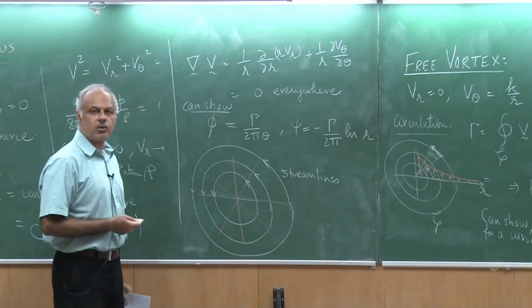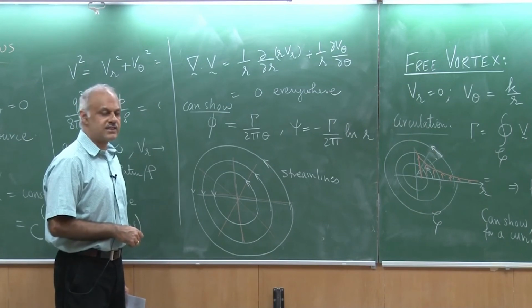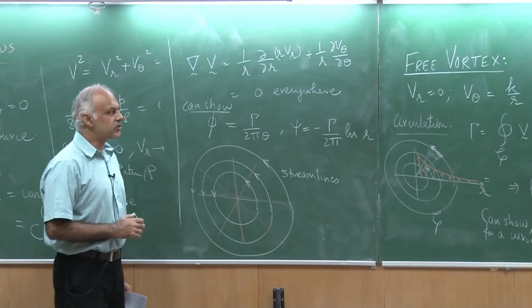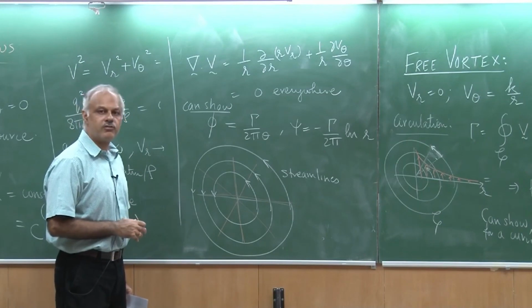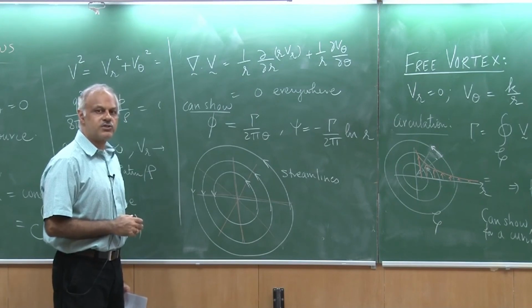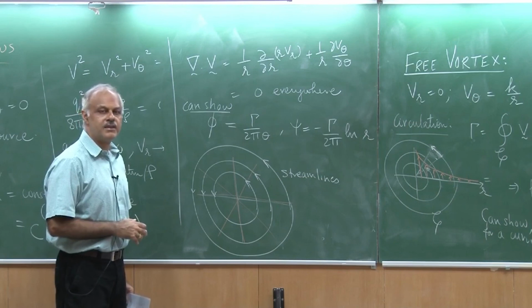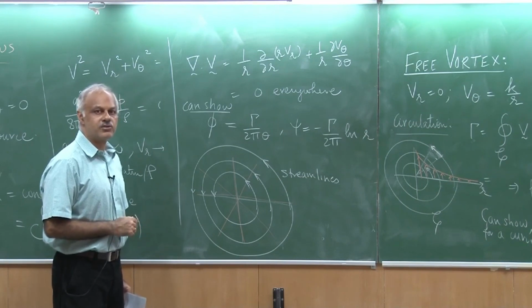I have already talked about the pressure. It looks very similar to what we saw for the source and sink flow. So we would like to stop here. We have done 3 basic flows: the uniform flow, the source and sink, and a free vortex. Now in the next class we are going to use these as building blocks, combine them and use the principle of superposition to get more complex flows. Thank you.